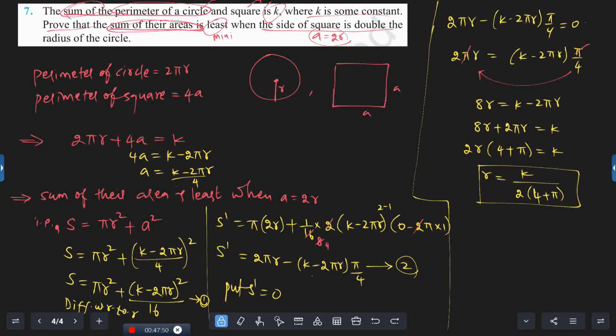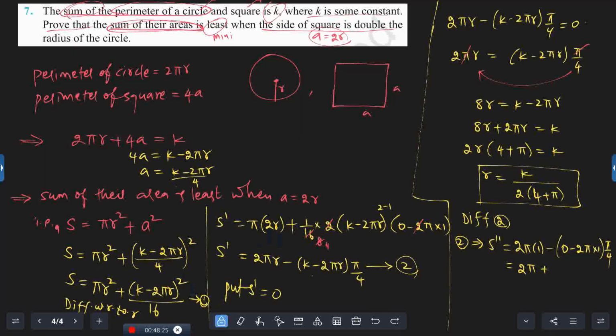So differentiate again. Differentiate 2. So S double dash is equal to, this one you have to differentiate. First 2 pi r: 2 pi let it be, r when you differentiate is 1. Minus, multiply pi by 4, let it be as it is. K when you differentiate is 0, minus 2 pi, let it be. Here also r when you differentiate is 1, into pi by 4 we have outside. Now you can simplify: minus into minus is plus 2 pi, minus into minus is plus.